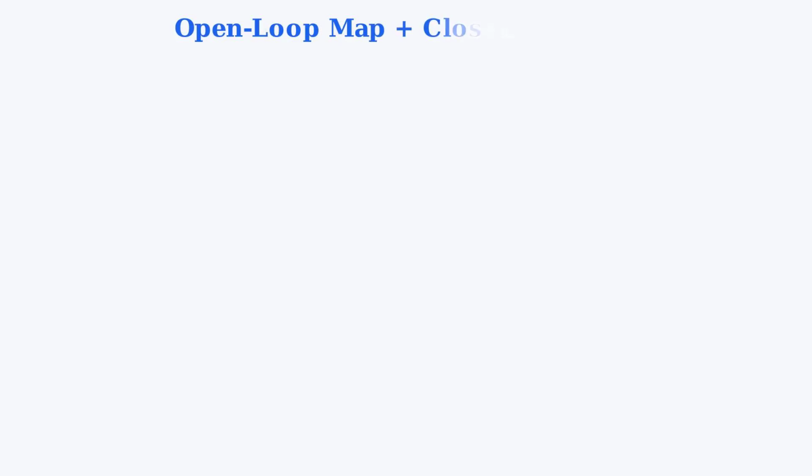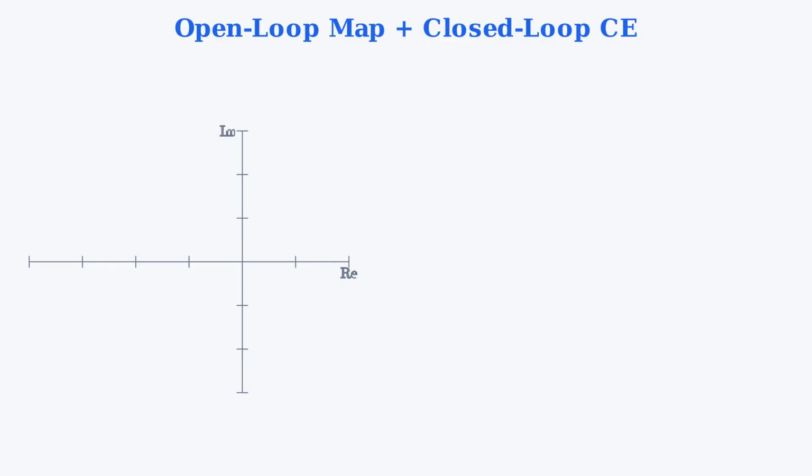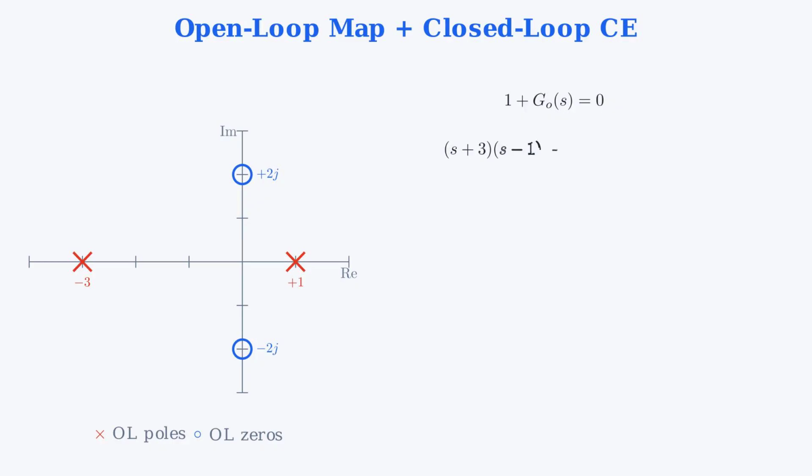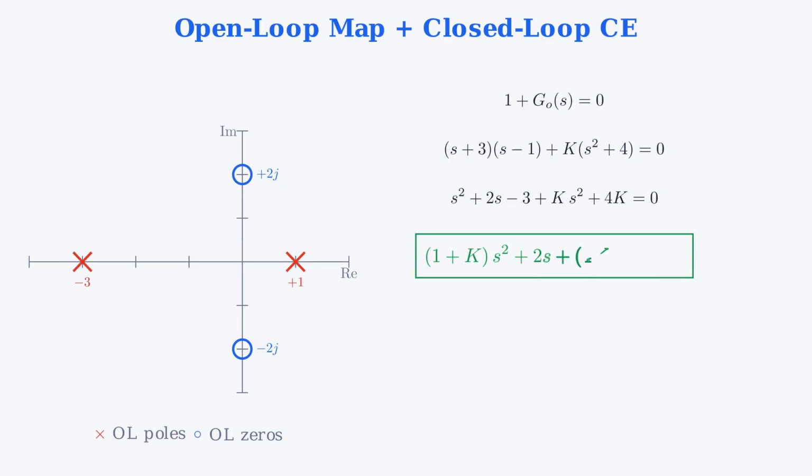Closed loop characteristic equation. Set 1 plus G_o(s) equal to 0. 1 plus K times (s squared plus 4) all over (s plus 3)(s minus 1) equals 0. Multiply through by the denominator. (s plus 3)(s minus 1) plus K times (s squared plus 4) equals 0. Expand the first product. (s plus 3)(s minus 1) is s squared minus s plus 3s minus 3, which simplifies to s squared plus 2s minus 3.